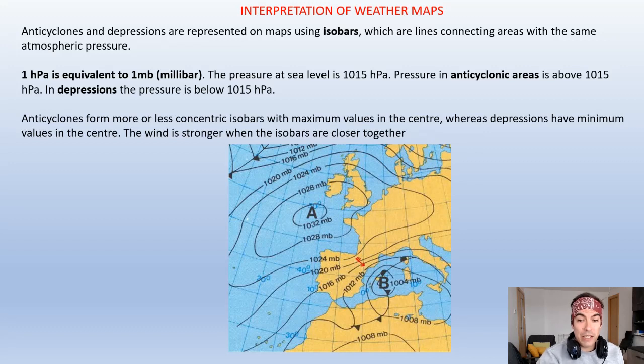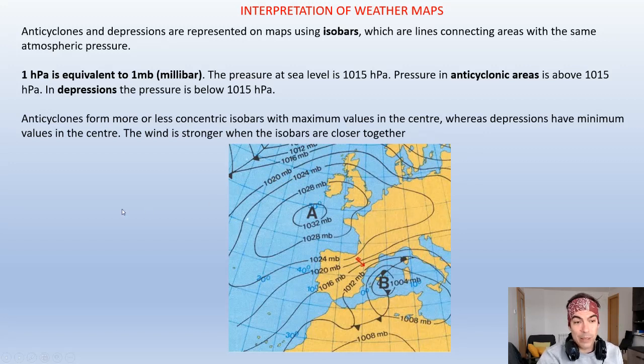What does this mean? This means that, for example, this line, this isobar, which I am pointing at right now with the pointer of my mouse, means that at this point the pressure is 1028 millibars, here and here and here and here. For example, in this point, what is the pressure? The pressure is 1020 millibars, as you can see here, here and here.